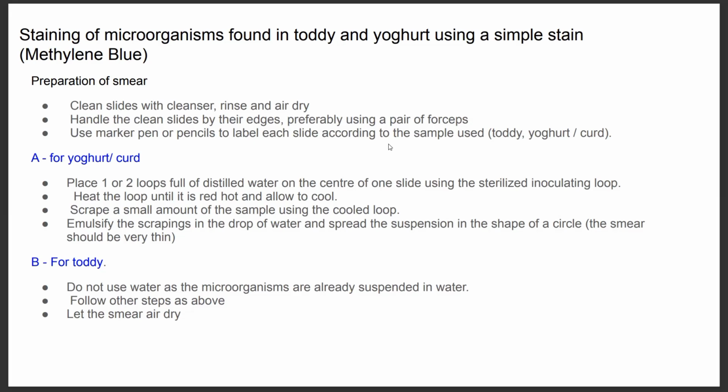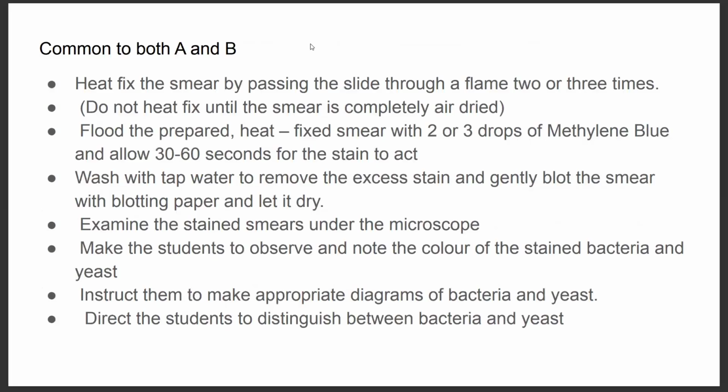So before observing under the microscope, we have to stain it. This is common to both the yogurt sample and the toddy sample. First, we have to heat fix the smear. That means we have to attach the smear to the slide, right? Here what we have to do is hold the glass slide using forceps or something, and pass it through the Bunsen flame 2 or 3 times.